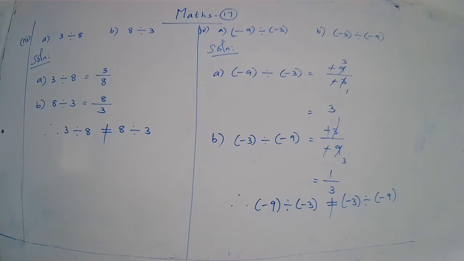All of you listen, children. A and B part are given. Now you find the value. So first A part. What is given? 6 upon 11 into minus 2 upon 7. You see here. Are any common factors there between numerator and denominator?